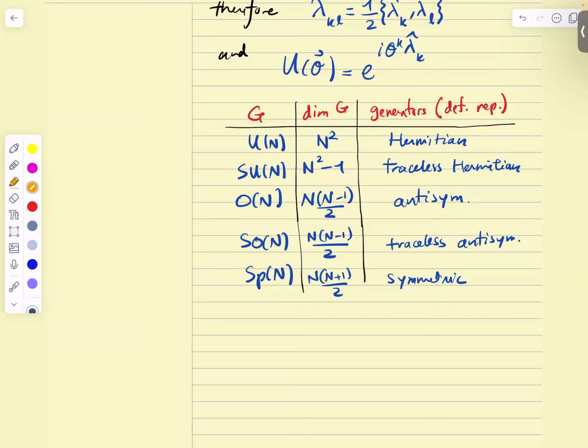right? So SU(N), this is very important. The generators of SU(N) are all traceless Hermitian. This has a dramatic consequence for physics as well. We'll see that.